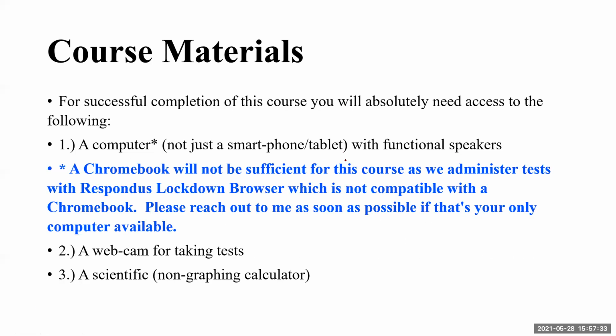Course materials, you're going to need a computer, a webcam for taking tests, and a scientific non-graphing calculator. The non-graphing part of this is egregiously important. You will get academic dishonesty citations if you're using a graphing calculator on tests. You're going to see this come up a lot in the syllabus, and that's because it comes up a lot in my life.